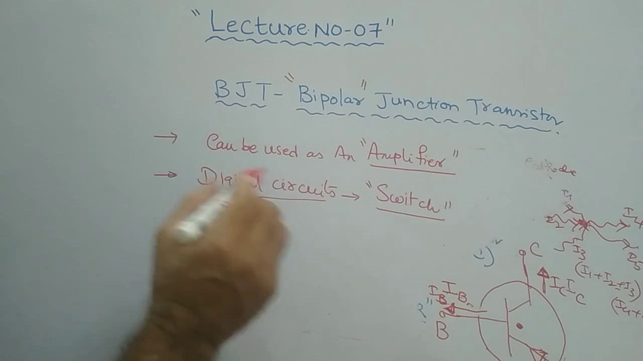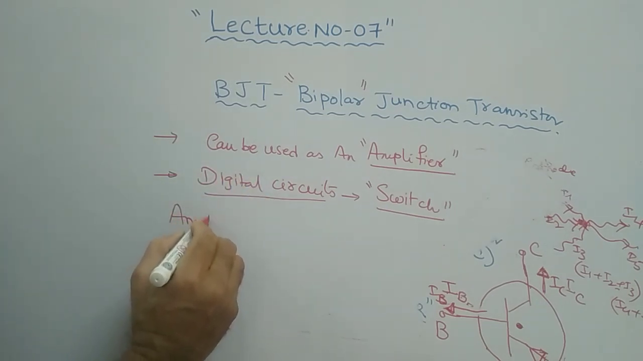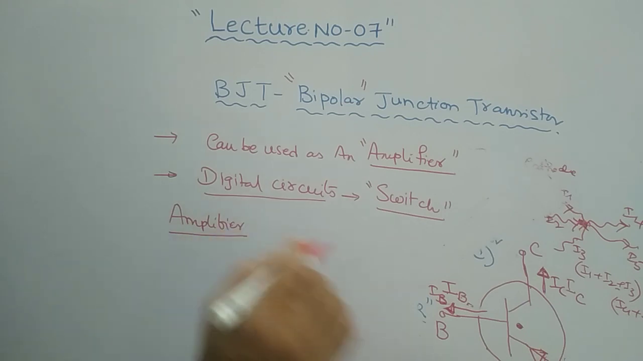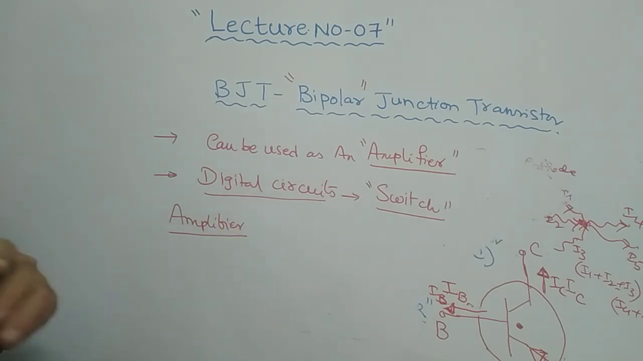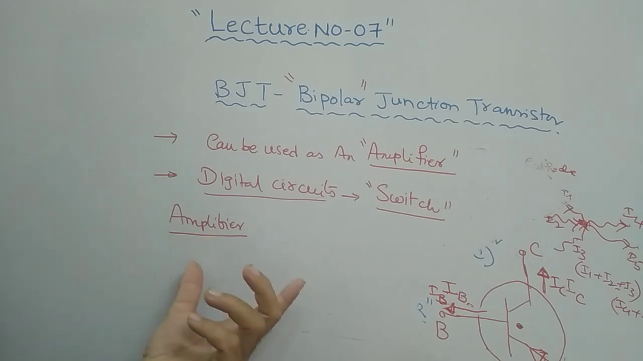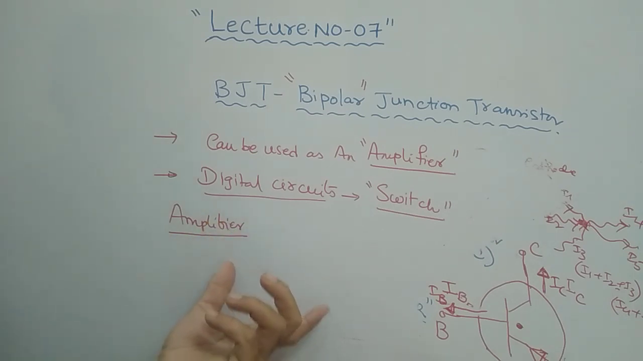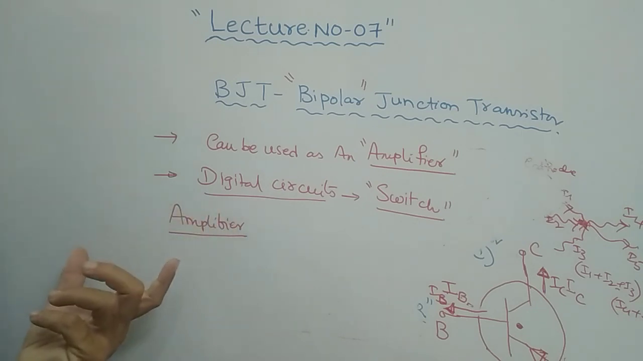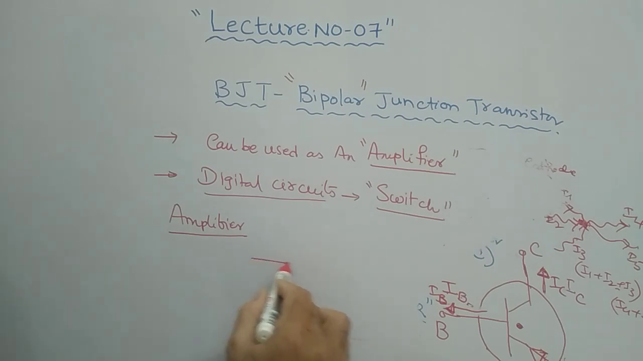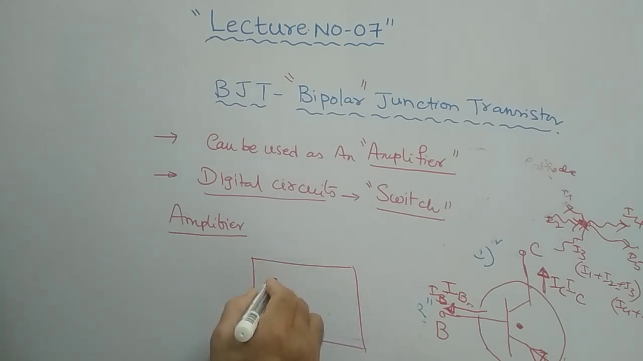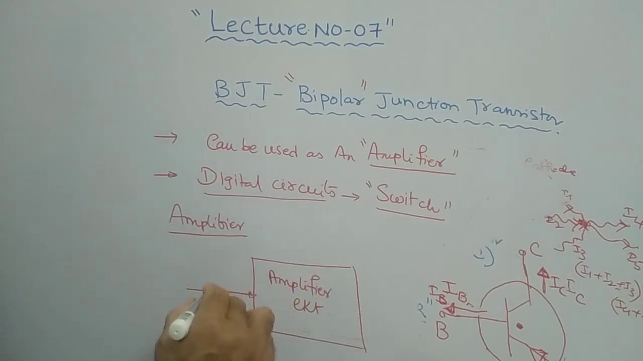What is an amplifier now? An amplifier is a device which amplifies the input signal, right? An amplifier is a circuit, or a device, which amplifies the input signal. What do you mean by amplifies? Simply for your brief understanding, I will tell you. Let us say one small box. Let us say it is an amplifier circuit. This is your input, and this is your output.